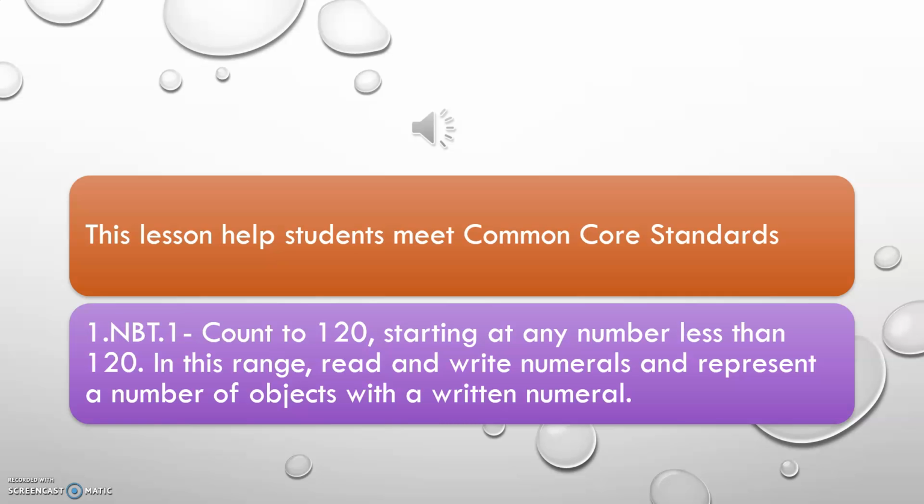Boys and girls, this lesson will help you to meet the Common Core Standards 1.9bt.1. This unit will help you to count to 120. You'll be able to count to 120 starting at any number less than 120. So from all the way up from 1 to 120, you'll be able to count. You'll also be able to read and write numerals and represent a number of objects with a written numeral.